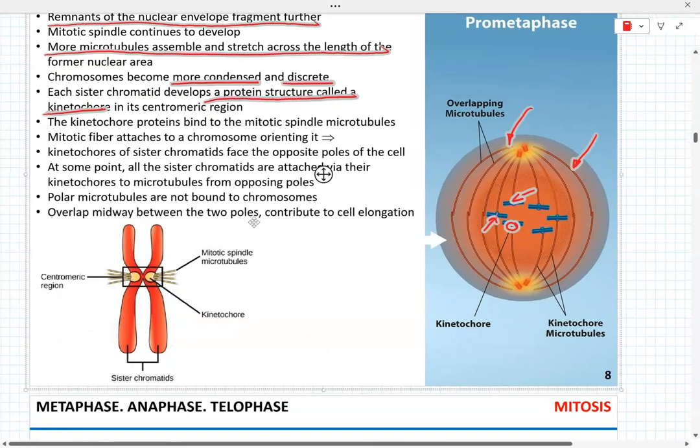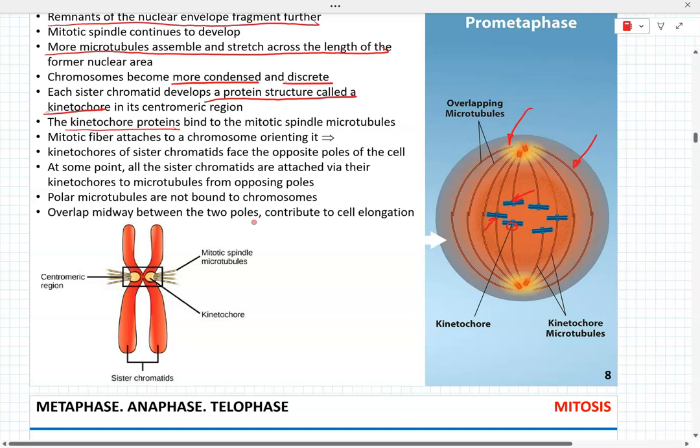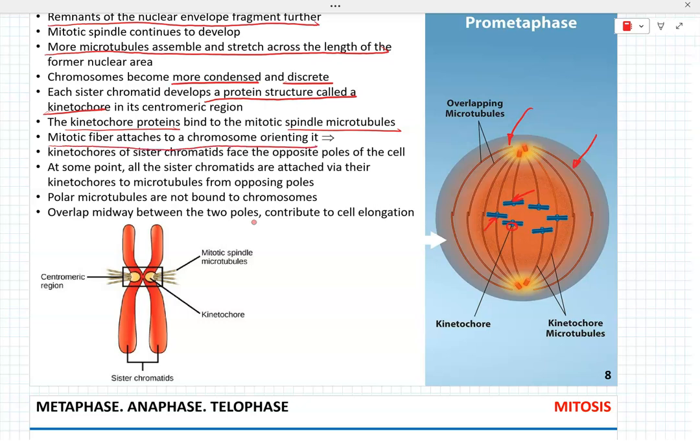Proteins that comprise kinetochore bind to the microtubules of the mitotic spindle. The fiber of microtubules touches the chromosome, it orients the chromosome, and eventually sister chromatids face the opposite poles of the cells. Well, not specifically chromatids, but kinetochores of two sister chromatids.